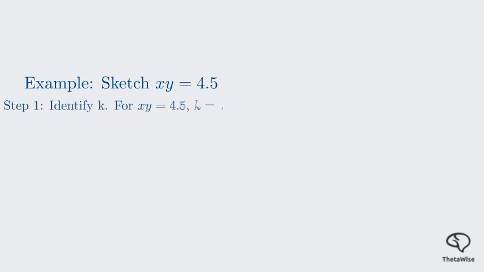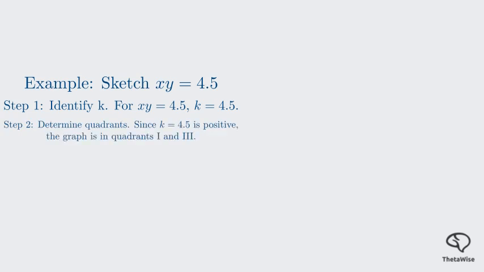Let's work through one more example, this time with a constant that is not an integer. For this example, let's sketch the graph of xy equals 4.5. The process is exactly the same as for integer values. Let's analyze the constant and find points. First, we identify our constant k. Here, k is 4.5. Since 4.5 is a positive number, the branches of our hyperbola will be in the first and third quadrants. So, we'll be sketching a graph in quadrants 1 and 3.